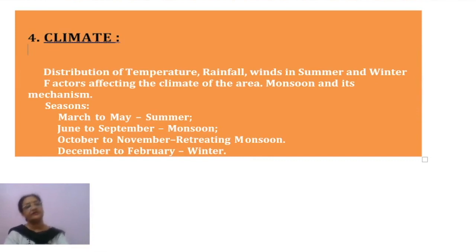Regarding climate, you have to cover almost all topics: distribution of temperature, rainfall, winds in summer and winter seasons, factors affecting the climate of an area, monsoons and their mechanism. The different seasons: March to May is the summer season, June to September is the southwest monsoon season, October to November is the retreating monsoon season, and December to February is the winter season, or you can say the northeast monsoon season. So what is the condition in different parts of India during these seasons? All these you will have to study.